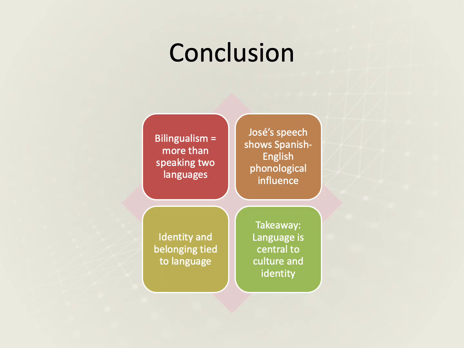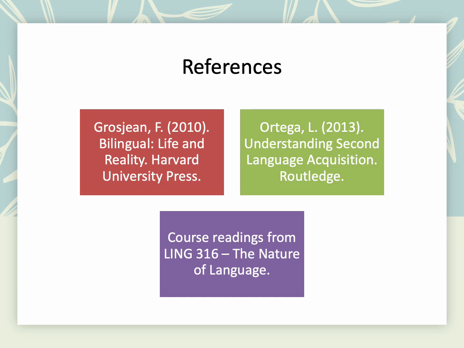To wrap up, bilingualism is more than just the ability to speak two languages. It's about how those languages interact with each other and shape a person's experiences. In José's case, his speech clearly shows the influence of Spanish on his English, especially in terms of phonology. We also see how language is directly tied to identity and belonging. Spanish connects him to family and culture, while English connects him with education and professionalism. The big takeaway here is that language isn't just a tool for communication, it's central to who we are, our culture, and our identity. Here are the references I used for this presentation.